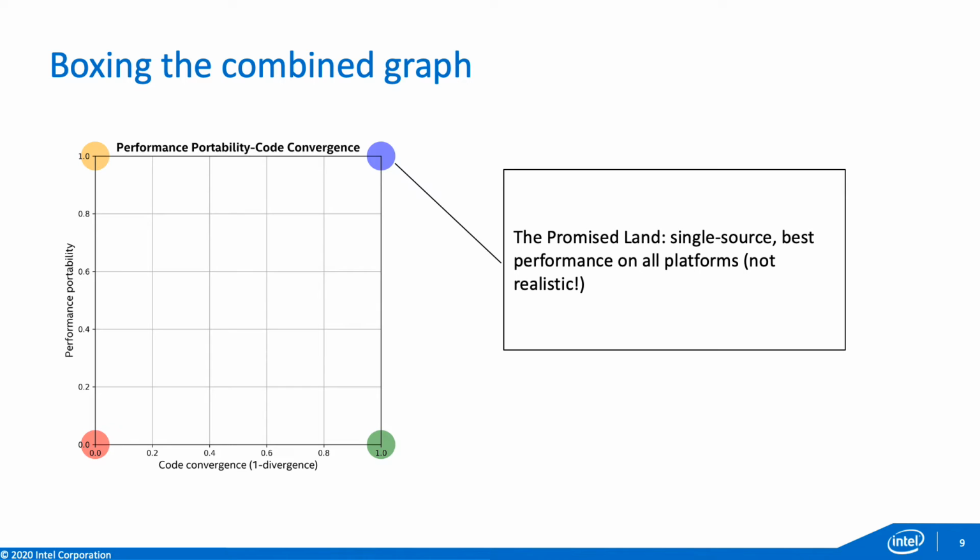This dot up here, where both values are equal to 1, is really where we want to be, right? This is the promised land where you have a single source that runs the best everywhere. And I'm not going to say that such a thing is impossible, but it's not very realistic to expect this for most codes. It's definitely the direction that we want to go into, but I think expecting us to get to this value of 1 is probably not realistic.